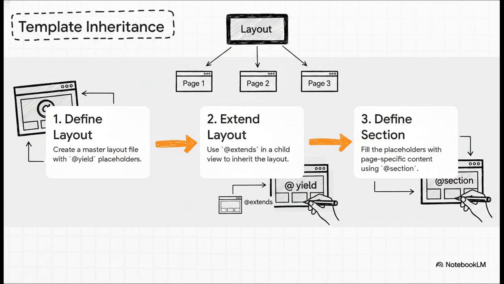Step 1, you make a master layout file, and you use @yield to mark where the page content should go. Step 2, on your actual page, like your About Us page, you just say @extends to use that master layout. And finally, step 3, you wrap your page-specific stuff in a @section block. It's an incredibly powerful system that keeps your site structure super consistent.